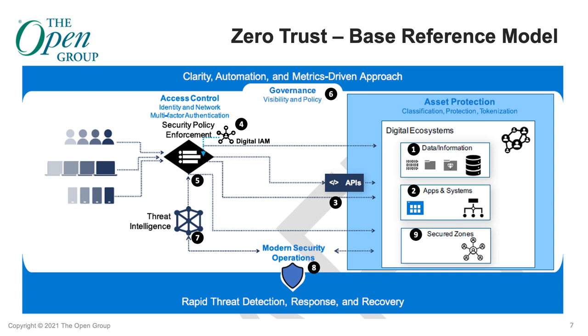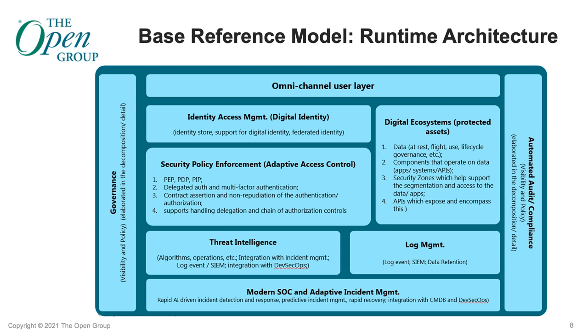And finally, we have another view into the base reference model. This time we have the runtime architecture. This is representing many of the same items you had before, but again, with the runtime architecture view, starting with your omni-channel or multi-channel user layer and working down through your ecosystem, surrounded by governance on the left, providing your visibility and policy, and then finishing through with your automated audit or compliance, commonly these days looking at continuous control monitoring types of capabilities.